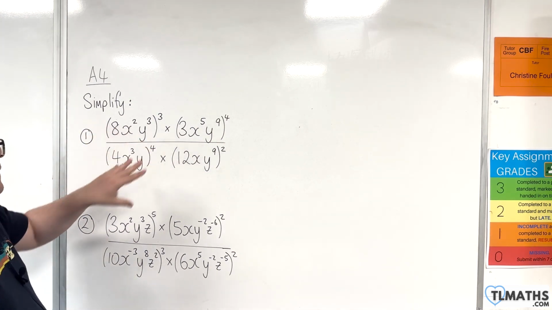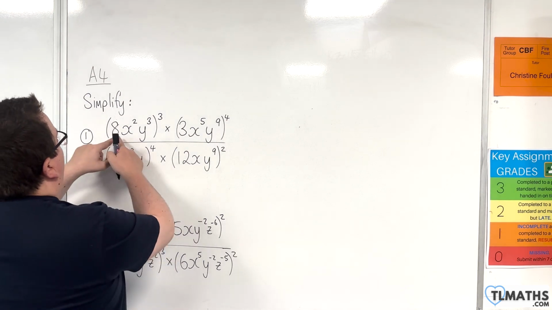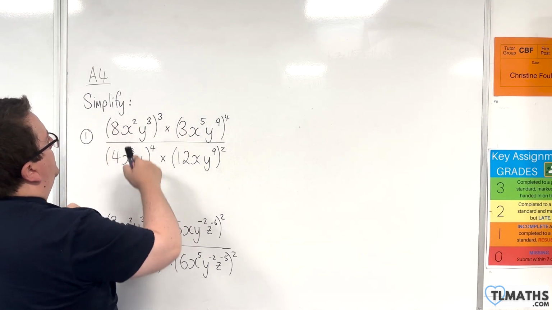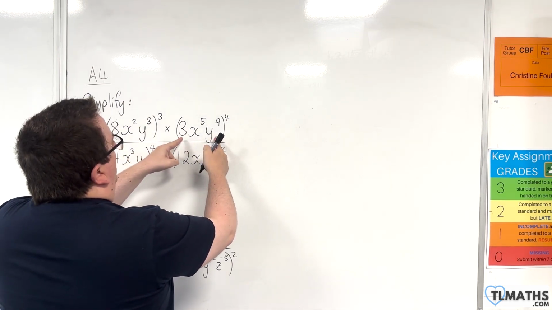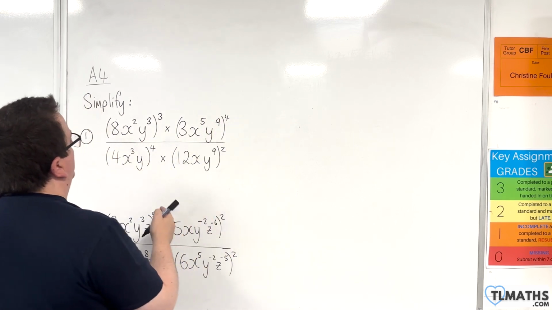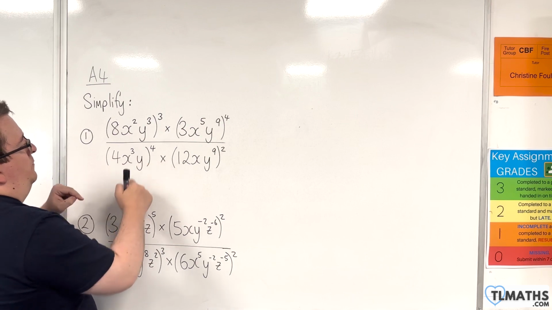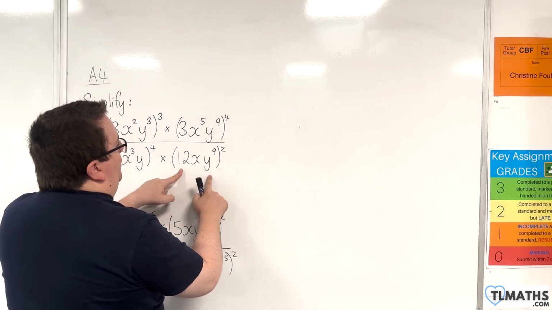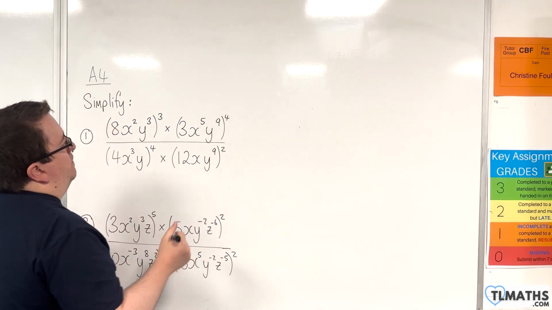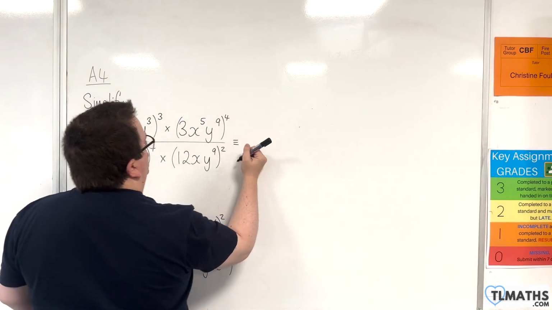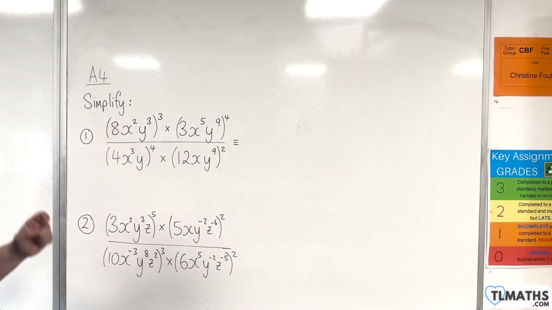In our first example, we have (8x squared y cubed) all cubed, times (3x to the 5 y to the 9) all to the power 4, divided by (4x cubed y) all to the power 4, times (12x y to the 9) all squared. So deal with each bracket first.